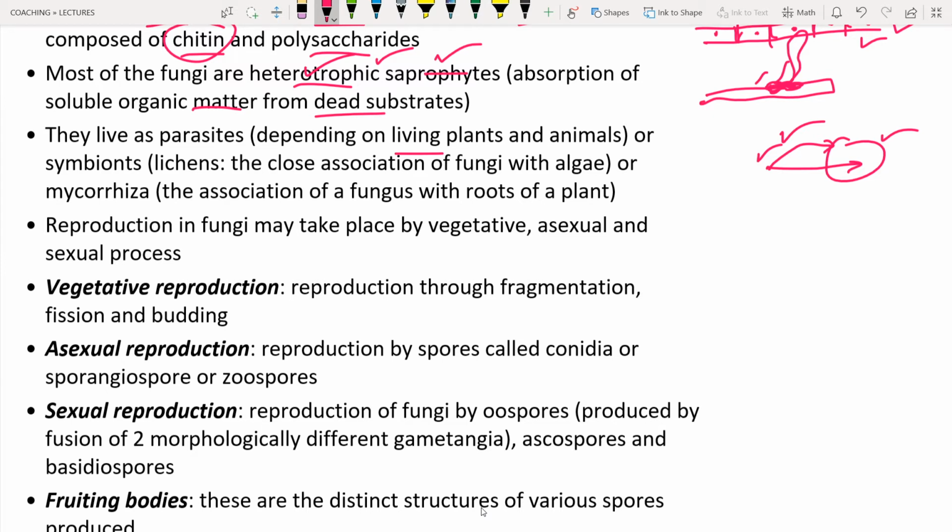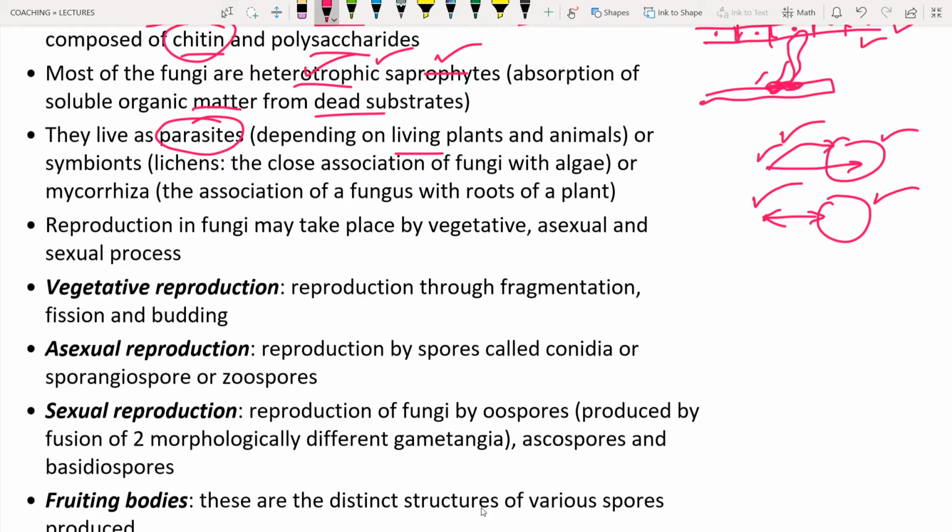Okay, and not only are they parasites, some are symbionts. So what do you mean by symbiont or symbiotic relationship? So this is one organism and this is another organism. What they will do, they are going to live with each other. Okay, it means they are going to benefit each other. So such a mutual relationship between this organism and this organism is known as symbiosis.